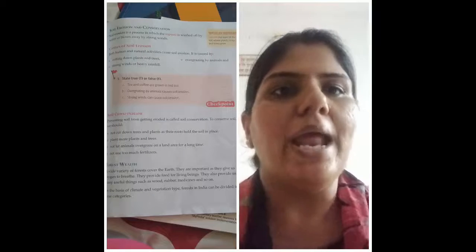And last, do not use much fertilizer. As we discussed, fertilizer has artificial chemicals which are not good for crops, not good for soil, and at the same time not good for human beings. So now today we learned how to conserve soil and save our environment.